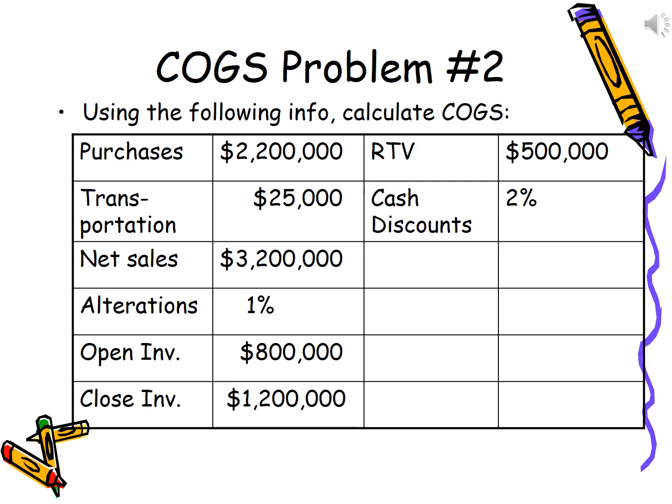Cash discounts are given in percentage number, so 2% of, then what? 2% of purchases, right? So it will be 2% times the purchases dollar will be cash discount in dollars. So again, first convert all these percentage figures into dollars, and then apply all these dollar figures into the shortcut calculation formula for cost of goods sold, so that you can easily calculate cost of goods sold. Let's pause the video here.